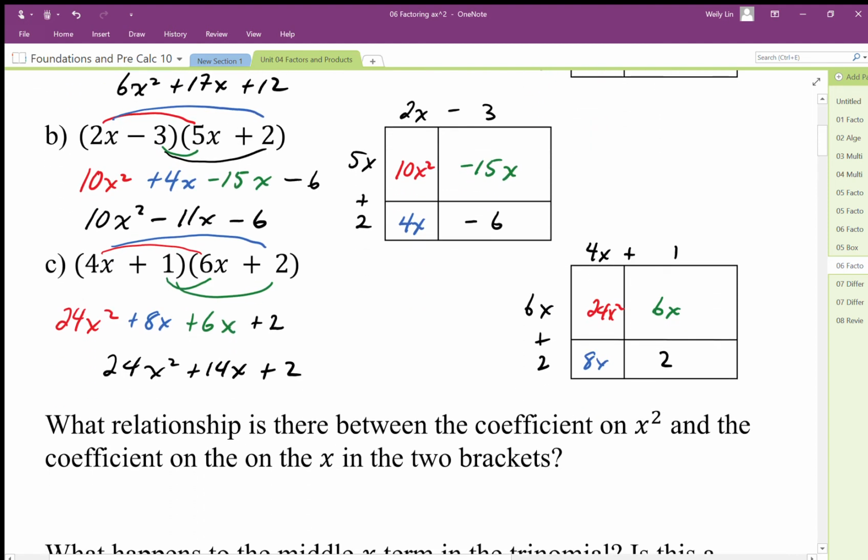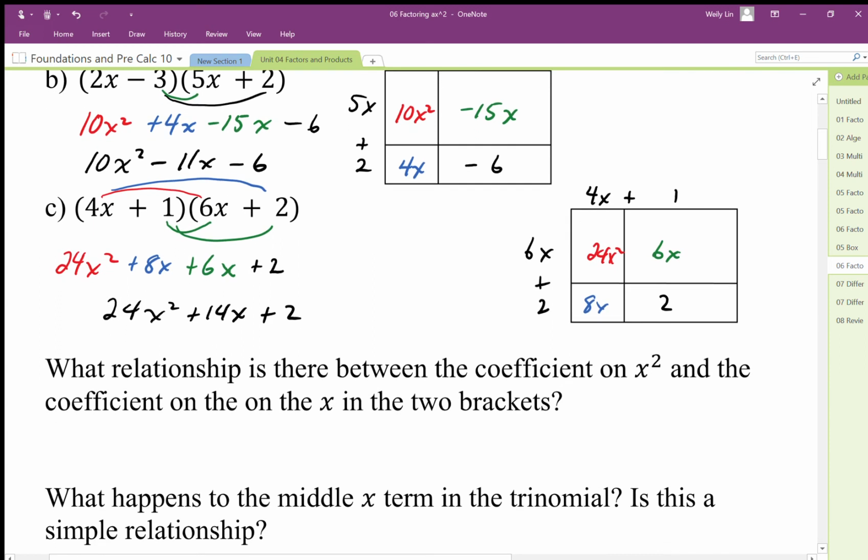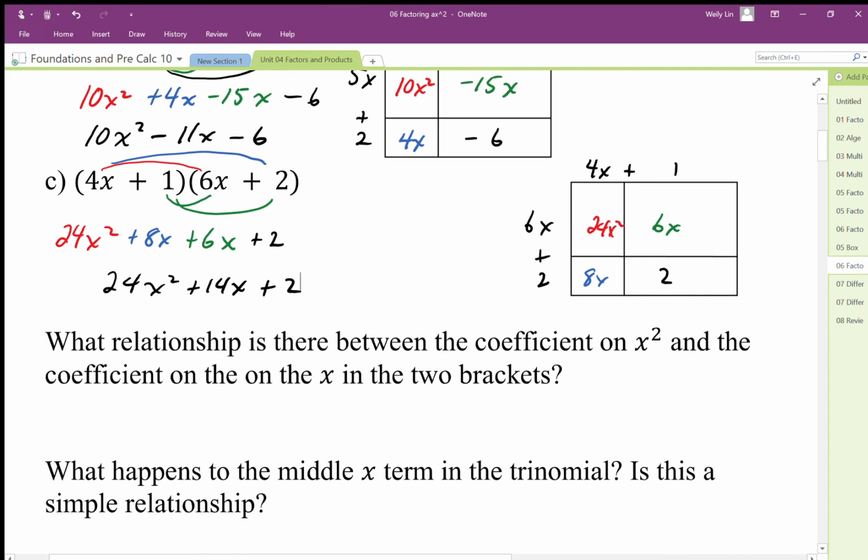So that's the main idea. We want to see that there is this more complex interaction. So we need a better strategy than adding to the last term, multiplying to the last term, adding to the middle. So the relationship between the coefficient on x squared and the coefficient of x in the two brackets, well, that's really quite complicated. So maybe that's all we really need to know. It's complicated.